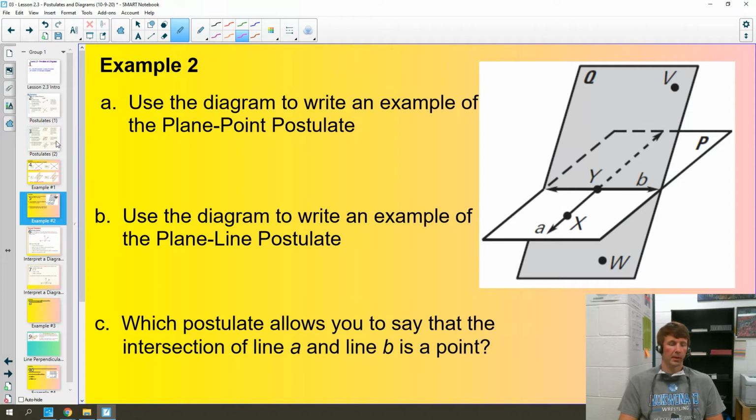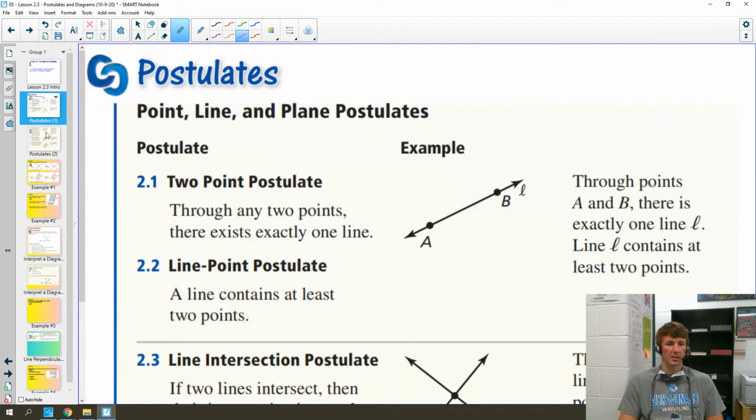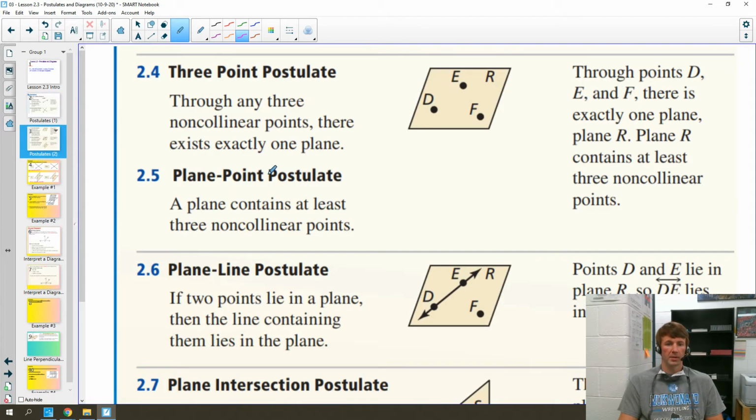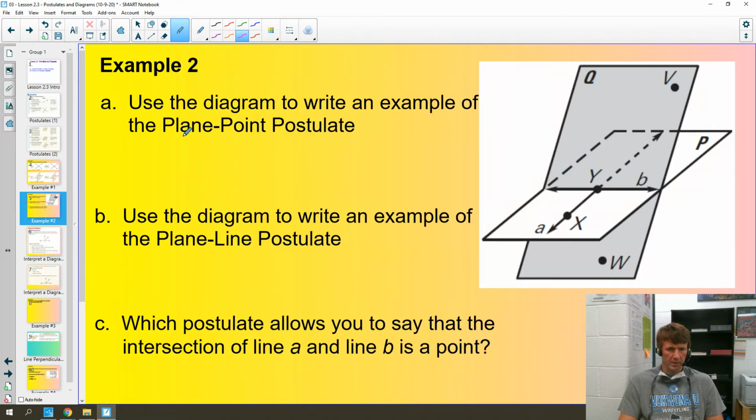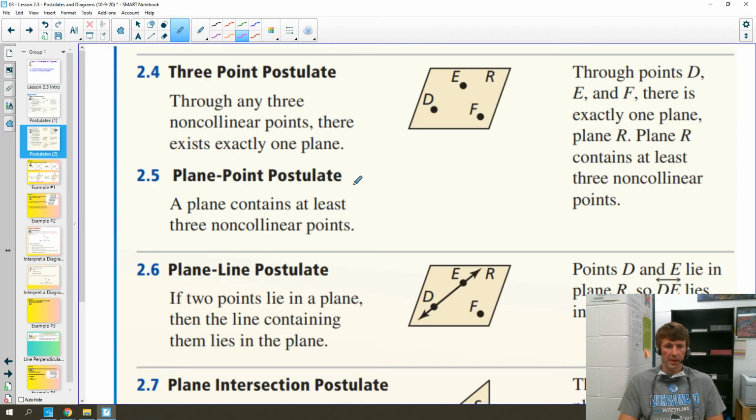So what does the plane point postulate say? Let's see here, make sure I'm doing the right one. I feel like I already screwed it up. The plane point postulate. Where is it? Right here. The plane point postulate says that a plane contains at least 3 non-collinear points. So I'm essentially going to restate that, and it's going to look something like this: Plane R contains 3 points, which are D, E, and F. I'd customize it a little bit.